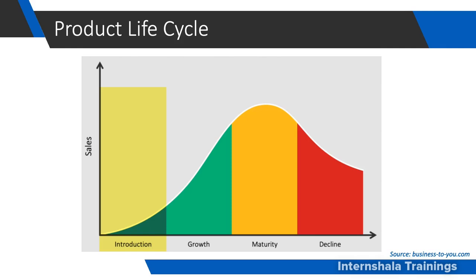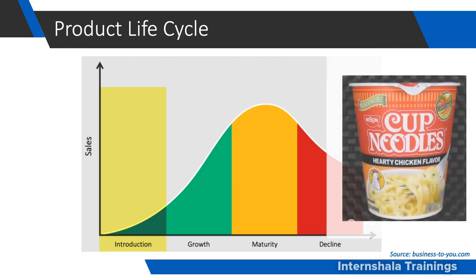Let us take an example. In 1950s, Nissin introduced instant noodles in Japan. The market was really small since Nissin had just created the market. They had to educate customers about what instant noodles are, as the customers weren't aware of it. This was the introduction phase of instant noodles.